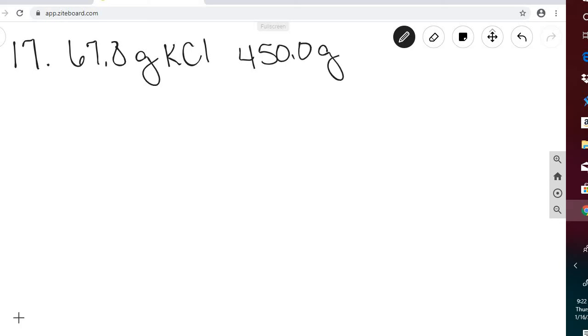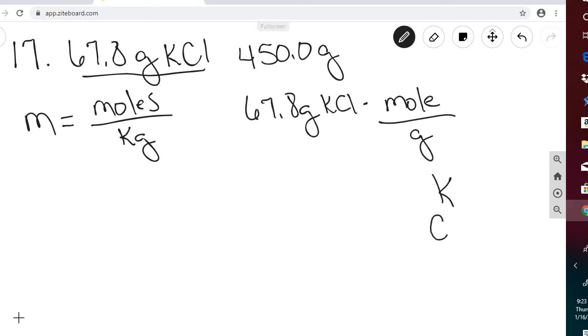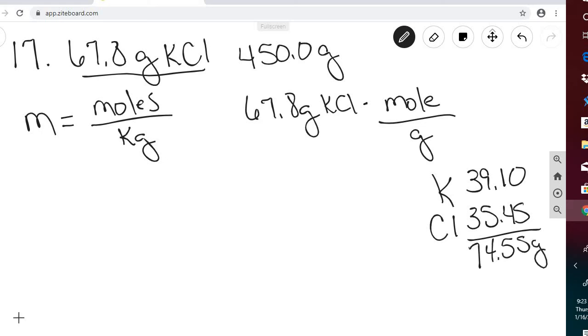What is the molality? Okay, so molality, which is a lowercase m, is moles divided by kilograms. So we need to get moles with this. 67.8 grams of KCl, and we want to convert to moles, so moles is going to go on top and grams on the bottom. So we have 1 K and 1 chlorine. The potassium is 39.10 and the chlorine is 35.45. So adding those together, 74.55 grams is 1 mole. Okay, so I'll put the 74.55 up here.